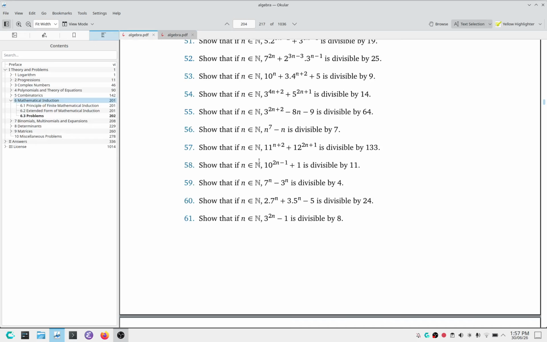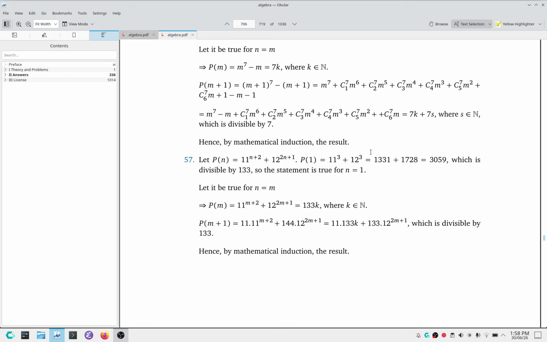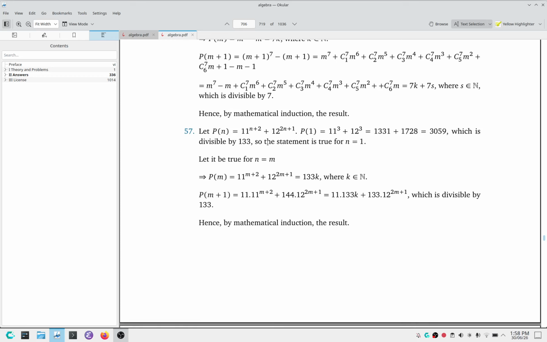Question 57 is 11 raised to the power n plus 2 plus 12 raised to the power 2n plus 1, and the divisibility condition is by 133. So again, we put n is equal to 1, we get 11 cubed plus 12 cubed, which is equal to 3059, which is divisible by 133. So the statement is true for n is equal to 1. Let it be true for n is equal to m.